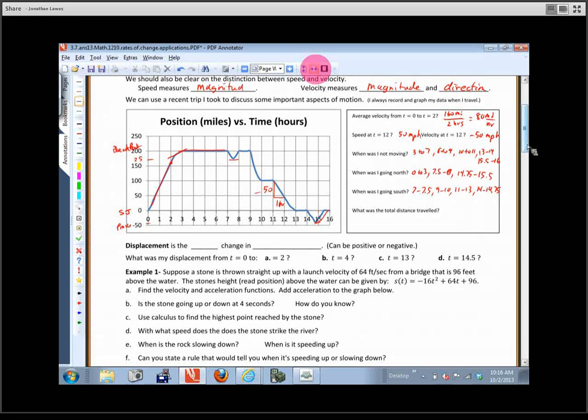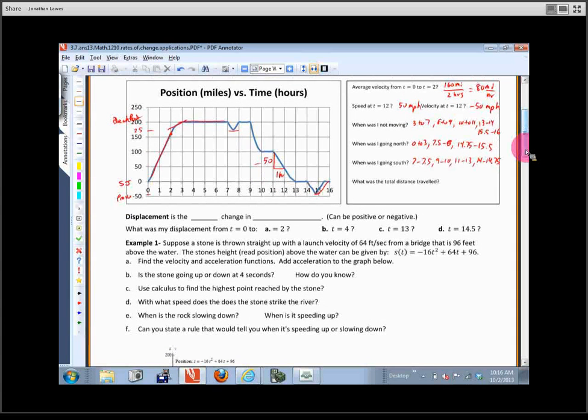Okay. All right. So now let's talk about displacement. Displacement is what we call the net change in position. So how much did your position change? Okay, and it can be positive or negative.